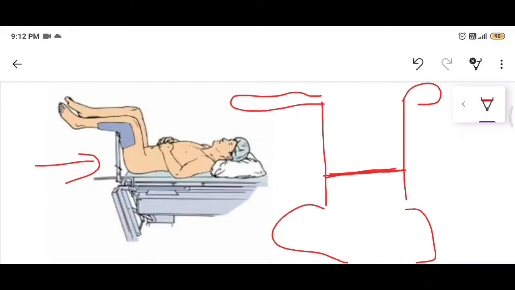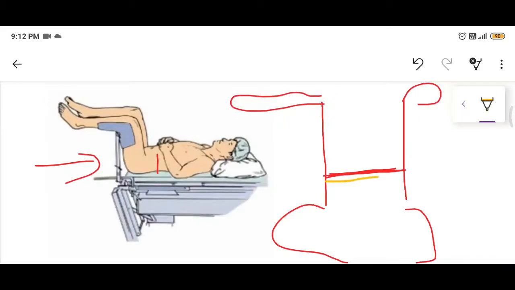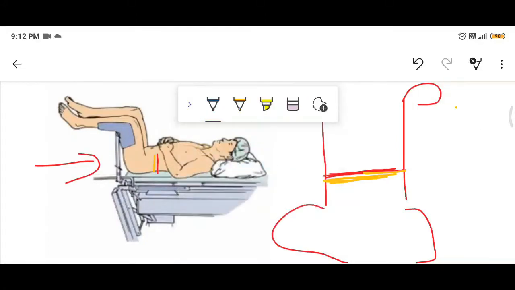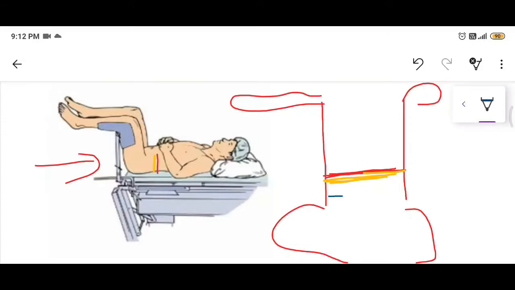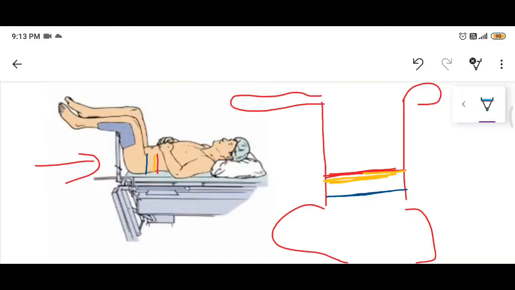This layer is your pelvic diaphragm. Below this layer you will have a fascia that will be covering the pelvic diaphragm. We will name the fascia later, we will see in detail. Now we will simply create the view. So below that fascia you will have a structure called the perineal membrane. This is the perineal membrane. Below that structure you will have something called the Colles fascia.